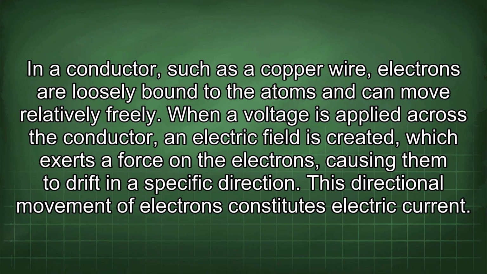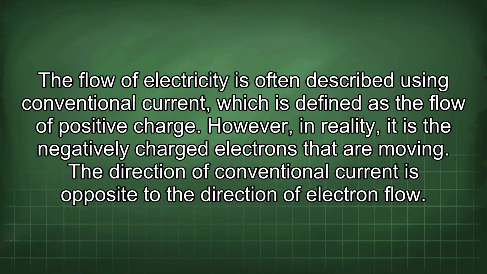When a voltage is applied across the conductor, an electric field is created, which exerts a force on the electrons, causing them to drift in a specific direction. This directional movement of electrons constitutes electric current. The flow of electricity is often described using conventional current, which is defined as the flow of positive charge. However, in reality, it is the negatively charged electrons that are moving. The direction of conventional current is opposite to the direction of electron flow.